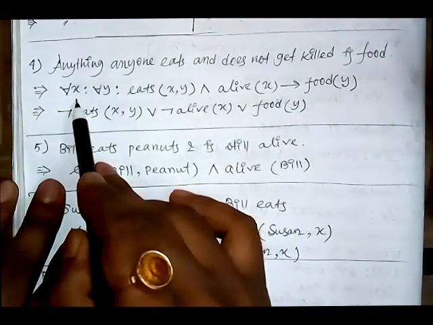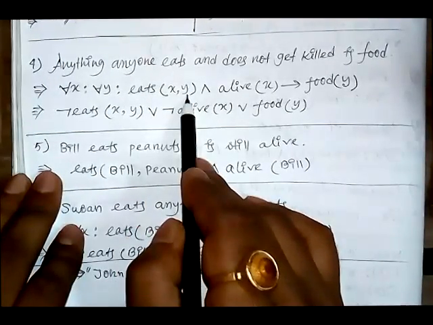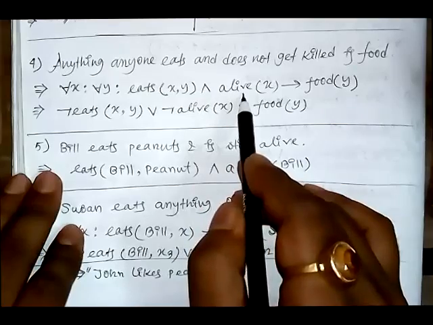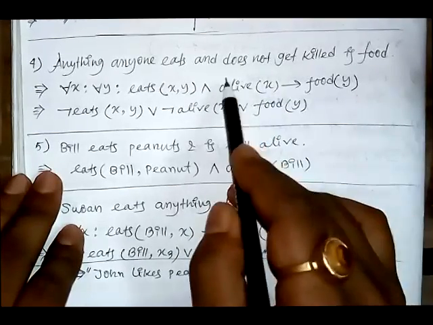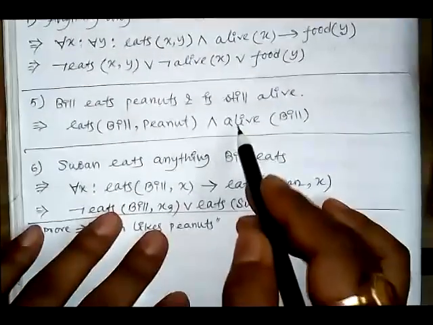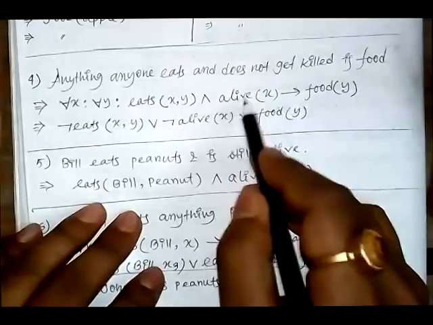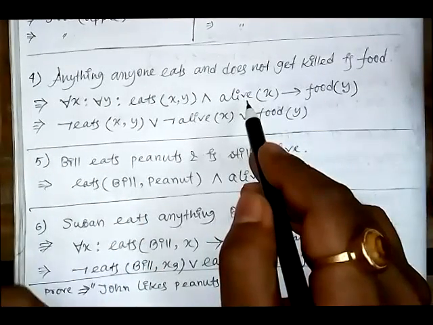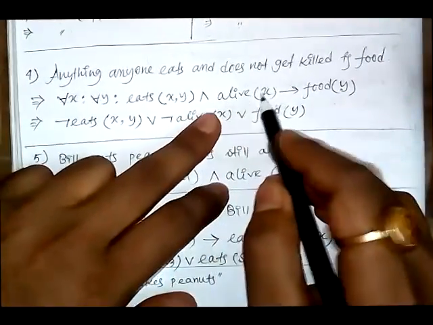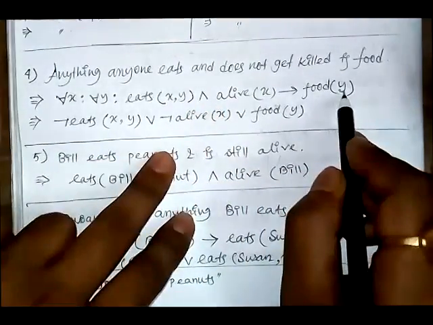Next statement is that anything anyone eats and does not get killed is food. For all x and for all y, x eats y, that is x is the person who is eating y, and is alive, right? Does not get killed means you can also write not of get killed, but in the next statement the word alive is given, so it is better to use that word because it is going to be useful in your resolution, whenever terms are to be cancelled out. So alive x implies that y is food.